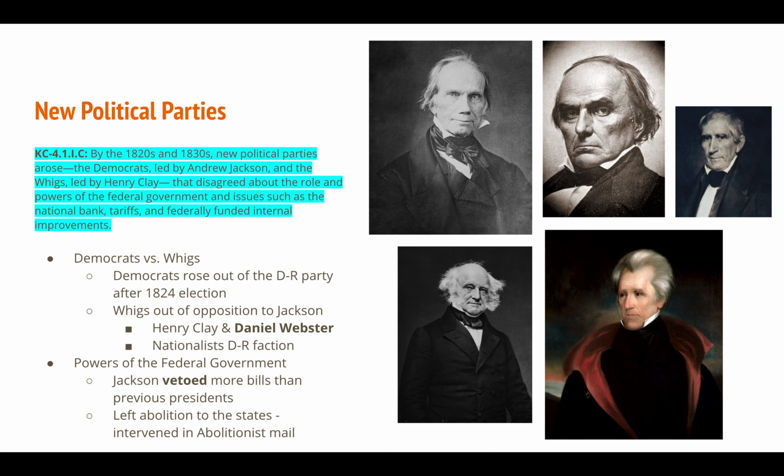Now, for the powers of the federal government, Jackson wanted a smaller government, so therefore he vetoed a lot of bills, more than any of the other presidents combined. And he also left abolition to the states. He said that this is not going to be something that the federal government should have power over, though he did intervene anytime that abolitionists were trying to send abolitionist literature to southern states in the U.S. mail. So there was a little bit of hypocrisy on his stance with slavery, because he himself was an enslaver and dealt in enslaved labor during his presidency.